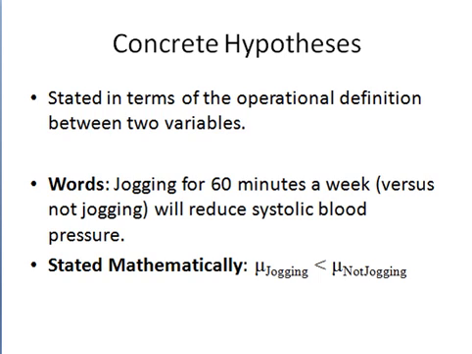So concrete hypotheses are stated in terms of operational definitions between two variables. In words, it says jogging for 60 minutes a week versus not jogging will reduce the systolic blood pressure. Importantly, we can also state the concrete hypothesis mathematically, because what we're really saying here is that we're going to look at a group of people, and we're going to look at their average systolic blood pressure for those who jog, and we're expecting that it's going to be lower. In other words, they're going to be healthier than the average systolic blood pressure for people who don't jog.